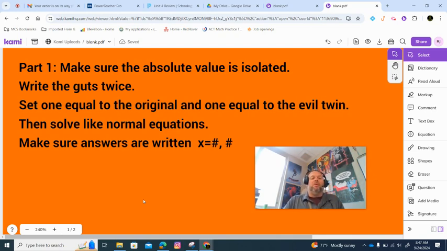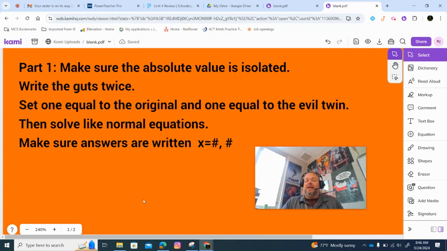All right, so part one, make sure the absolute value is isolated. That means it's on one side by itself. If you don't know what isolated means, then you might want to choose a different word. Okay, write the guts twice. Set one equal to the original and one equal to the evil twin. Now, if some of these words seem foreign to you, that's because you have not been paying attention.